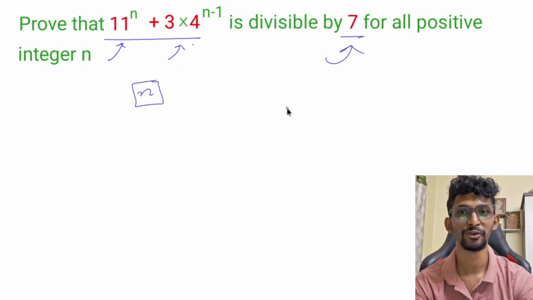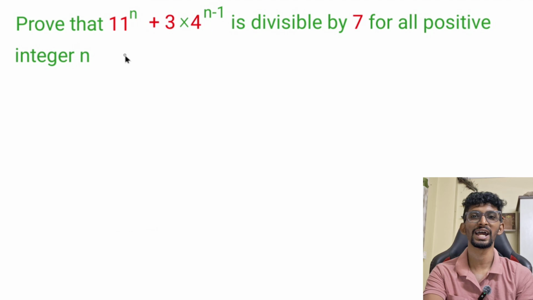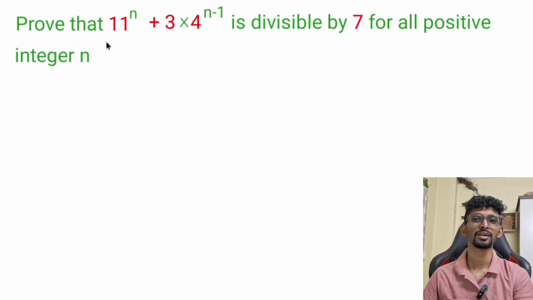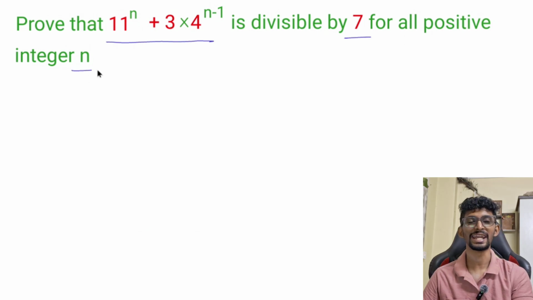In this video, we will prove this using the principle of mathematical induction. Let's start. So the question is, prove that 11 raised to the power n plus 3 times 4 raised to the power n minus 1 is divisible by 7 for all positive integers n. So as I said, we will do this using the principle of mathematical induction.